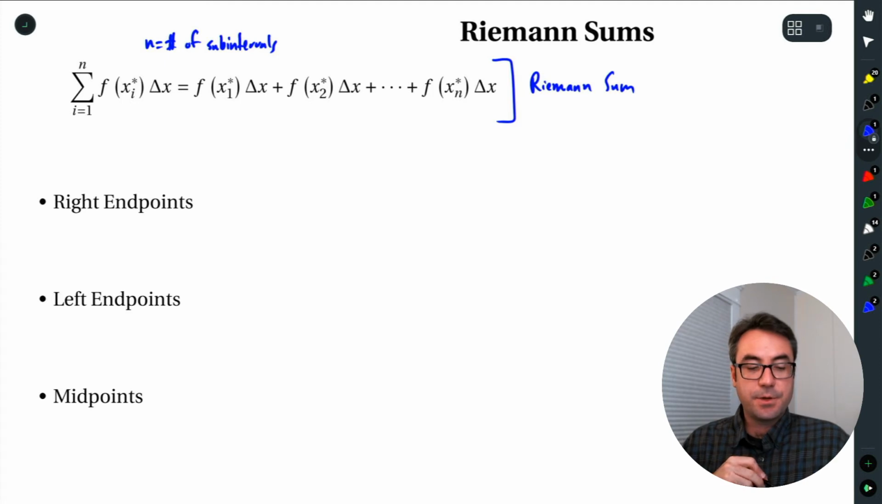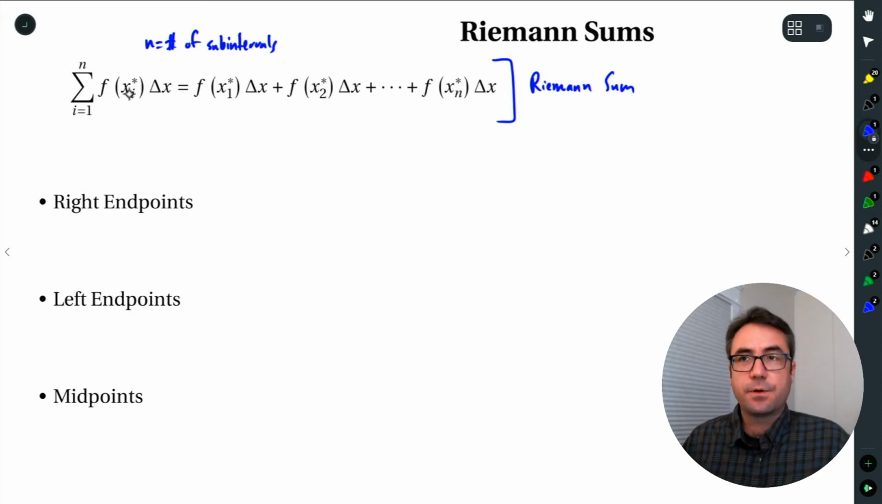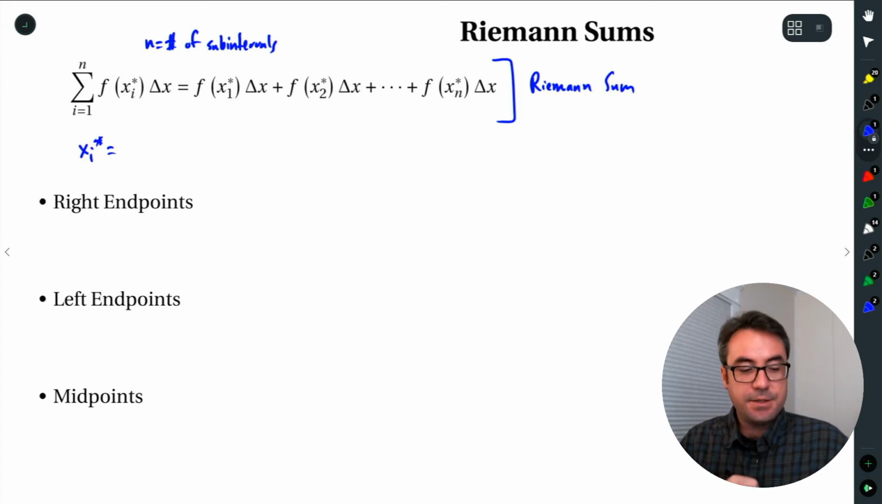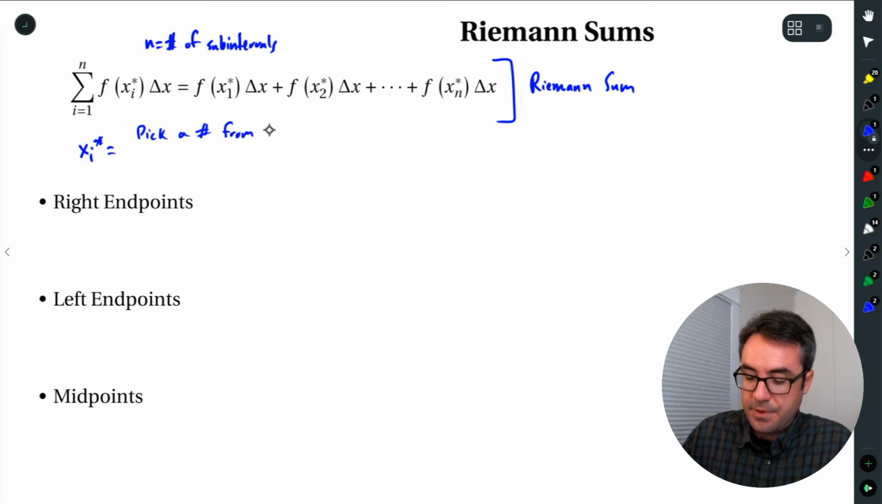All right, so what we have some control over is these x values that we're plugging into our function. So xi star, how we actually figure out what xi star is, we pick a number from the ith subinterval.